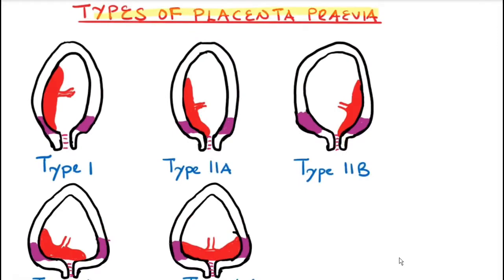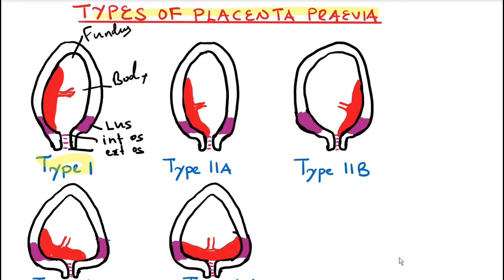Types of placenta previa. Placenta previa is divided into minor and major placenta previa. Here you have your type 1. This is the lower uterine segment. This is the internal os of the cervix. This is the external os of the cervix. Here you have your fundus of the uterus. This is the body. And here you have the placenta itself.